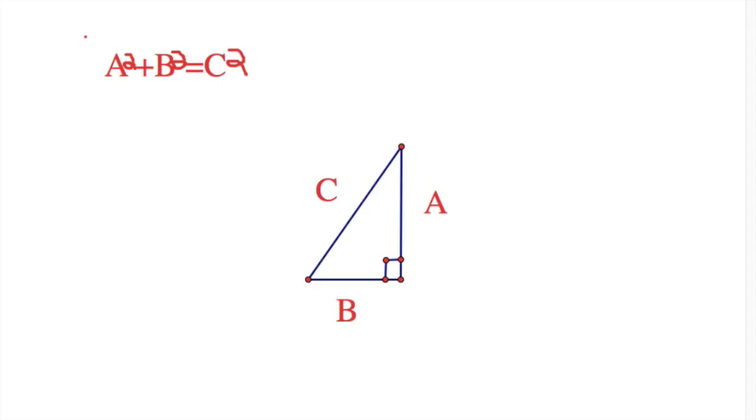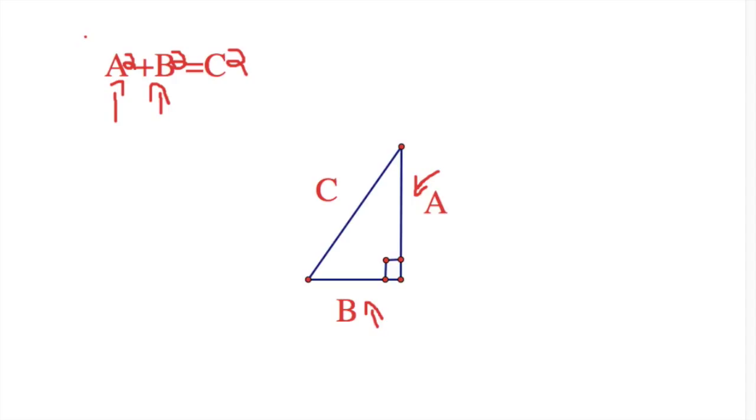The Pythagoras theorem is a squared plus b squared equals c squared. A is the length of this side. B is the length of this side. Once you have the length of each side, you want to put the a side length here and the b side length here.